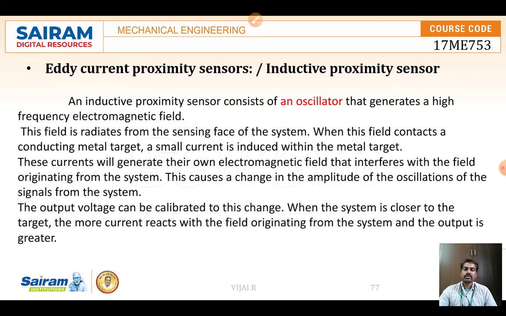This causes a change in the amplitude of the oscillations. The oscillator is already producing oscillations, and now there are some changes in them. We call this the impedance change in the inductive proximity sensor. This current reacts with the field originating from the system, and the output becomes greater. In this way, it can sense the object outside.